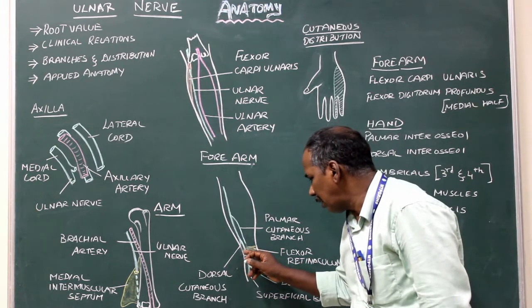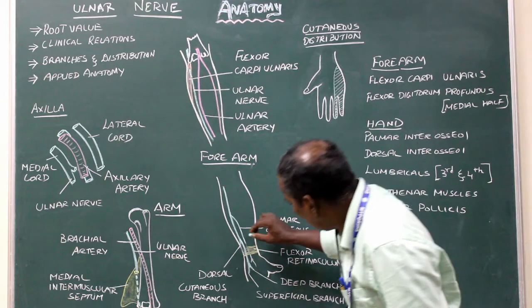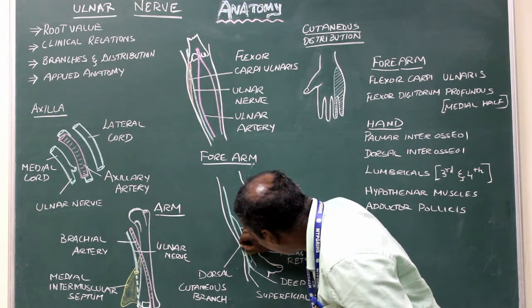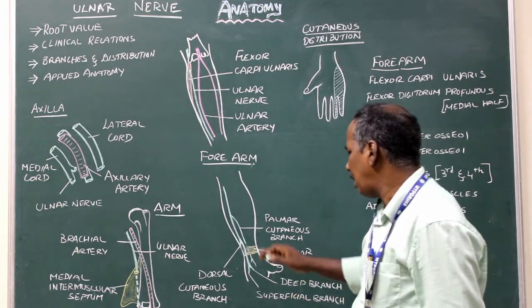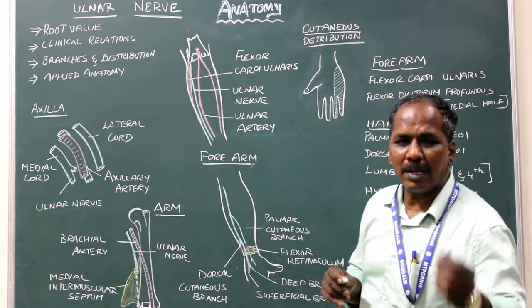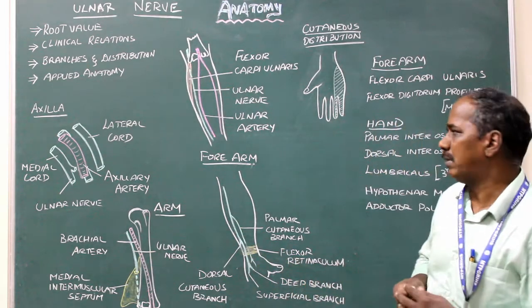Just above the wrist joint, that is 5 cm above the wrist joint, it gives a branch known as the dorsal cutaneous branch. And at the middle of the forearm, it gives another branch known as the palmar cutaneous branch.